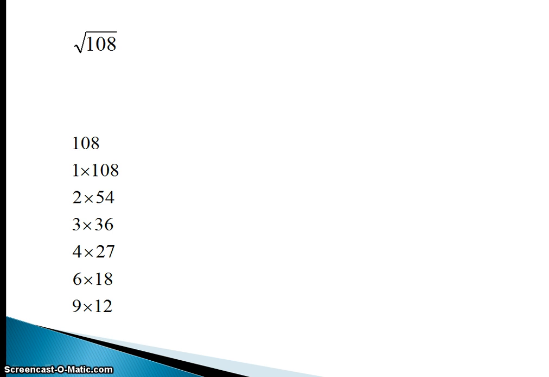We start by factoring 108 into pairs, and we look for the pair that has the largest perfect square. In this case, that is 3 and 36. 36 is a perfect square. So I'm going to rewrite my radical as the square root of 36 times 3.